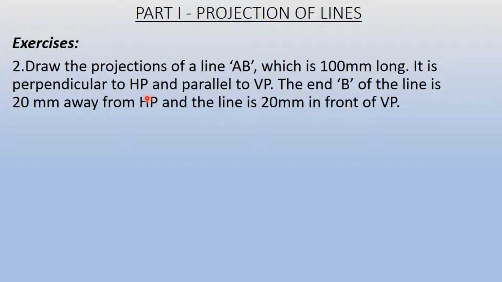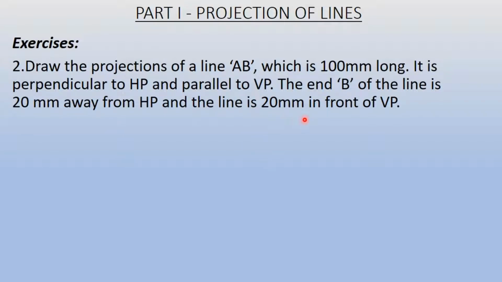It is perpendicular to HP. So this is a case where the line is perpendicular to one plane and parallel to another. Perpendicular to HP, as you know already, this means that the line will be directly standing vertically on the horizontal plane, but it would be 20 mm above the HP because it is mentioned here, and it will be 20 mm in front of VP.